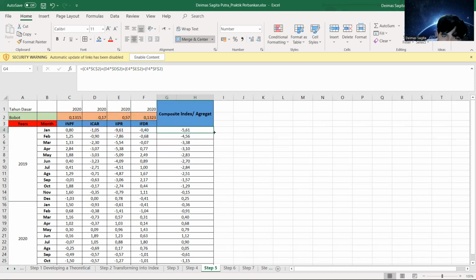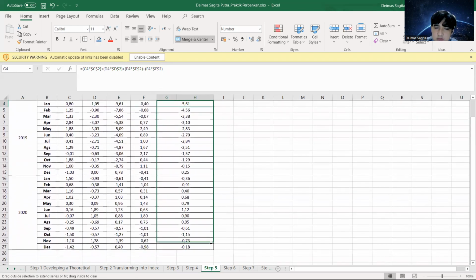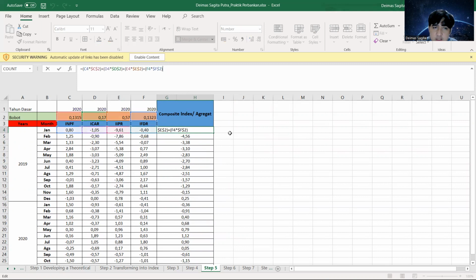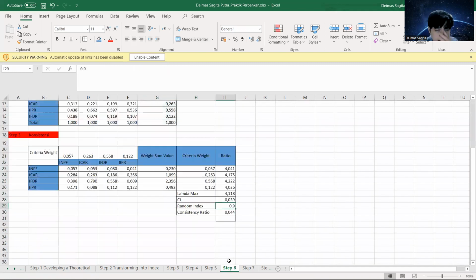So you can just slightly scroll below, so directly it will seem like the formulas in the first table. Okay, let's continue to step 6.